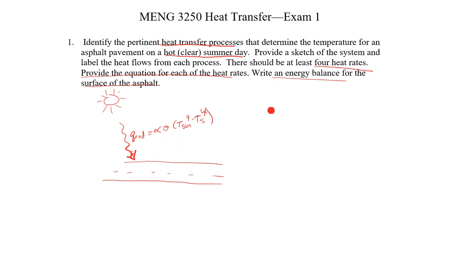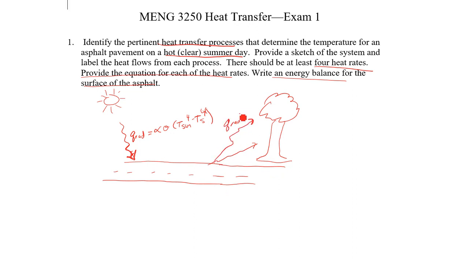Also, there's some surroundings here. Maybe there's a tree, like a happy tree over here. Not Bob Ross. Wasn't obvious before. Now you can tell I'm not Bob Ross. So we've got radiation going from that to the surroundings. Q rad. This one's going to be emitted: epsilon sigma Ts to the 4th minus T surroundings to the 4th. That's the second one.